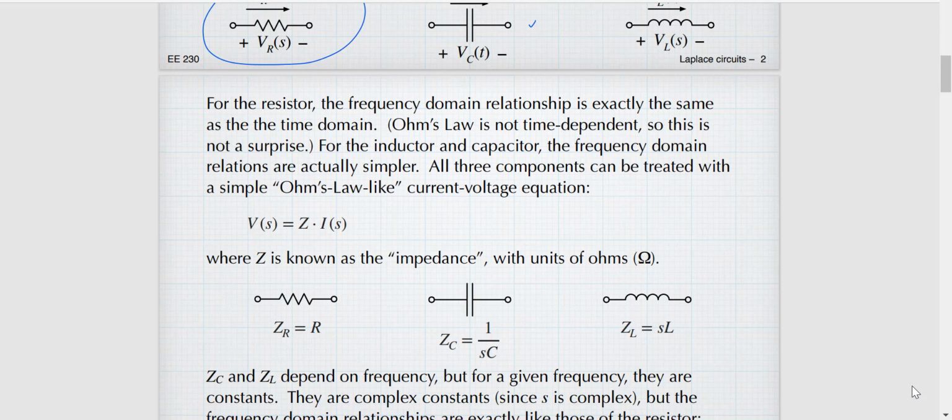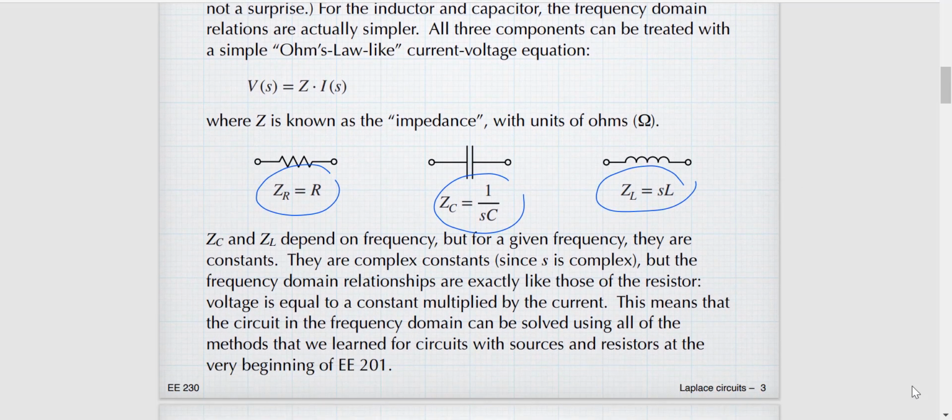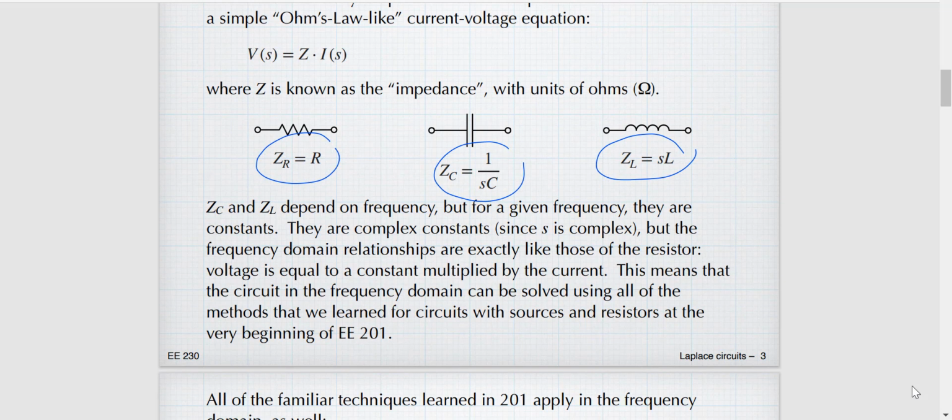The impedance of the resistor, ZR, is R, the impedance of the capacitor is 1 per SC, and the impedance of the inductor is SL. From here we notice that ZC, the capacitive impedance, and ZL, the inductive impedance, depend on the frequency. But for a given frequency they are constants.